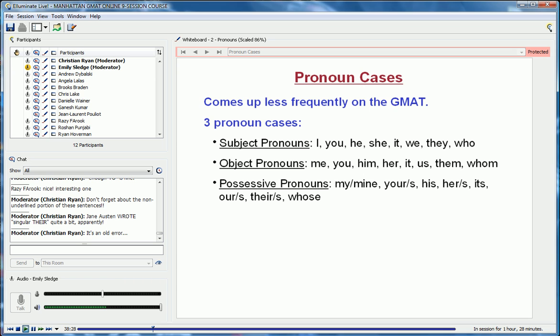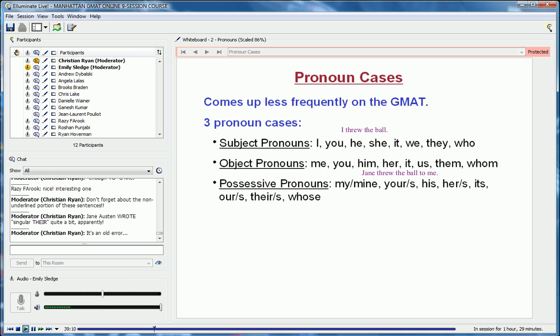A minor issue on the GMAT is the idea of pronoun cases. There are three cases, and basically case boils down to what role the pronoun is playing. If it's doing something in the sentence, doing the action, then you make it the subject pronoun. For example, "I threw the ball." I'm doing something, so I use the subject pronoun "I." I don't say "me threw the ball." And if the pronoun is on the receiving end of the action, use an object pronoun. So "Jane threw the ball to me," not "to I." And we've seen possessive pronouns already.